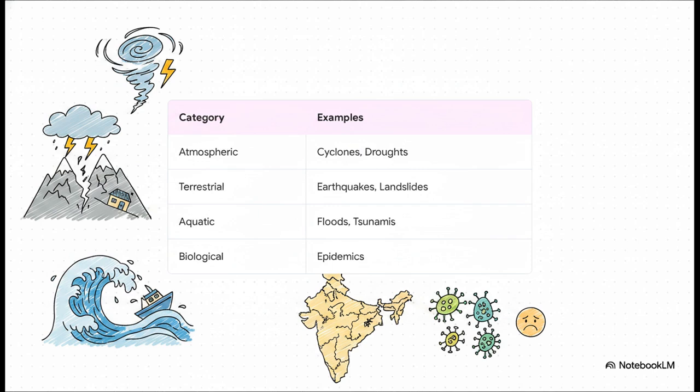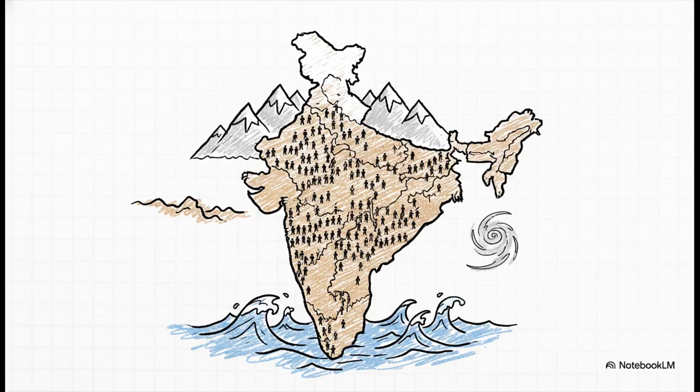And here is a really wild, sobering fact. India experiences almost every single one of these. So you might be wondering, why is India so vulnerable? Well, it's kind of a perfect storm. You combine an immense geographical size with massive environmental diversity.